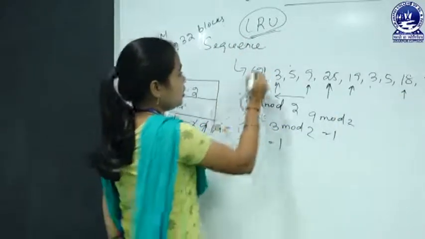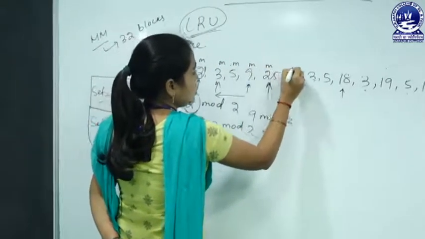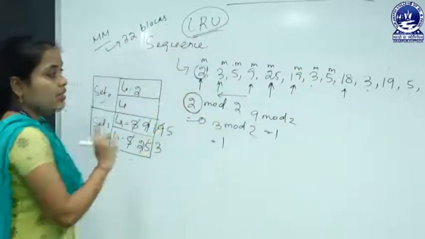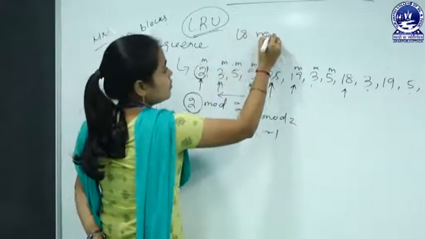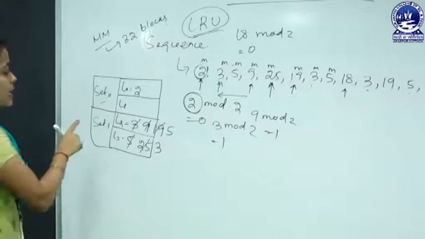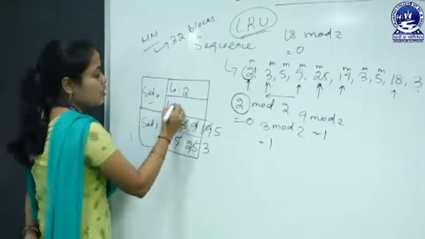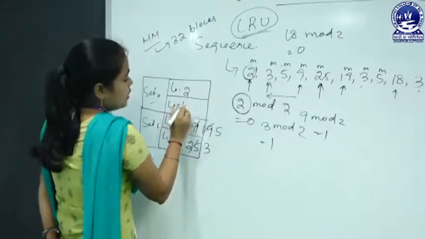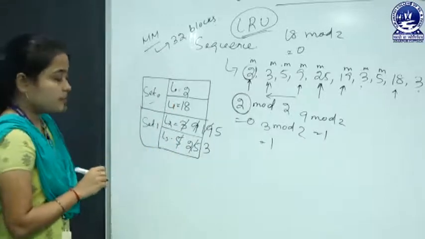As you can see here, all blocks generate a cache miss. In the 18th block, where will it be placed? 18 mod 2, the remainder is 0. So it will be placed in set 0, and line 1 is empty, so there is no use of the replacement algorithm. So block 18 will be placed in line 1 of set 0.